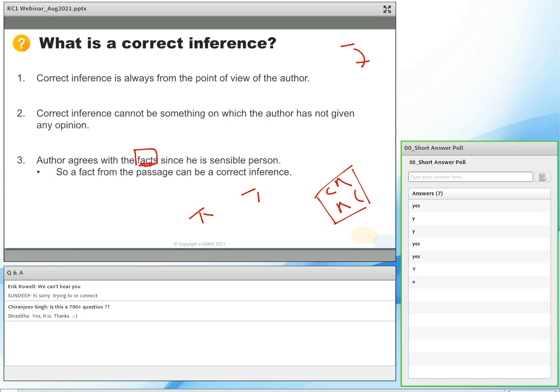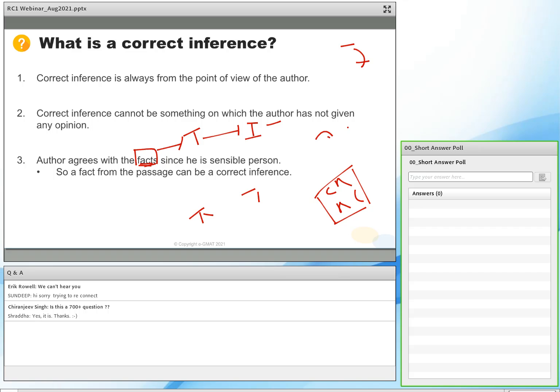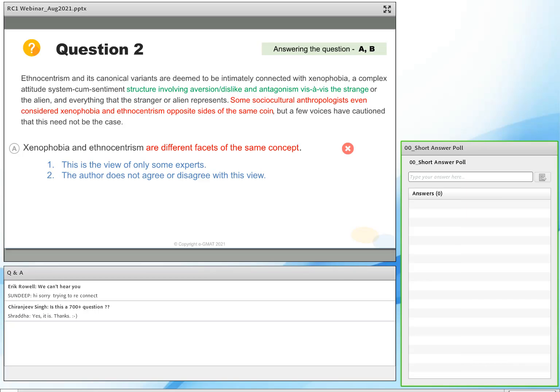Perfect. The last point is, the author is believed to be and assumed to be a logical and sensible person, which means if the author has in the passage given to us something as a fact, like for example, the definition of EC, or the definition of XP, he's given that definition as a fact. The author is a sensible person. If he's given something as a fact, by definition, it means he believes it is true. And if it is true, it is a valid inference. If it is a fact, the author is a logical person. He believes it to be true. If it is true, it is considered to be a valid inference. Is this clear? So if all these aspects about inference are clear, now you know why only one option is correct.